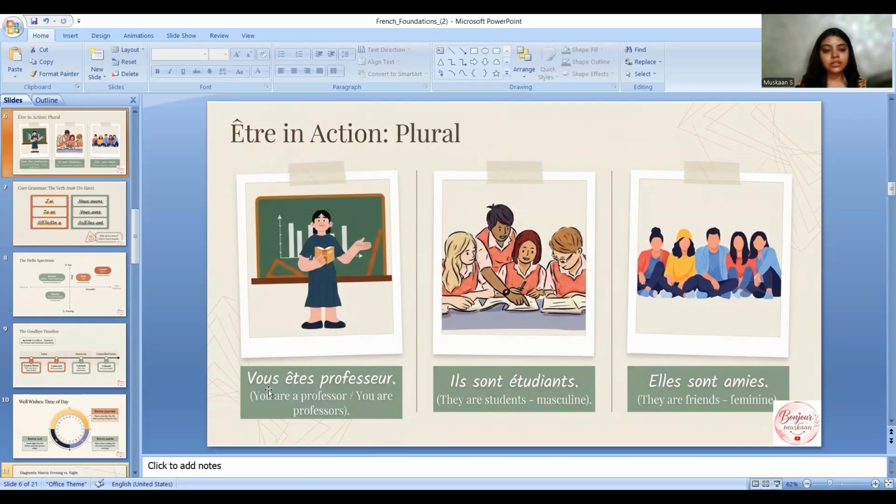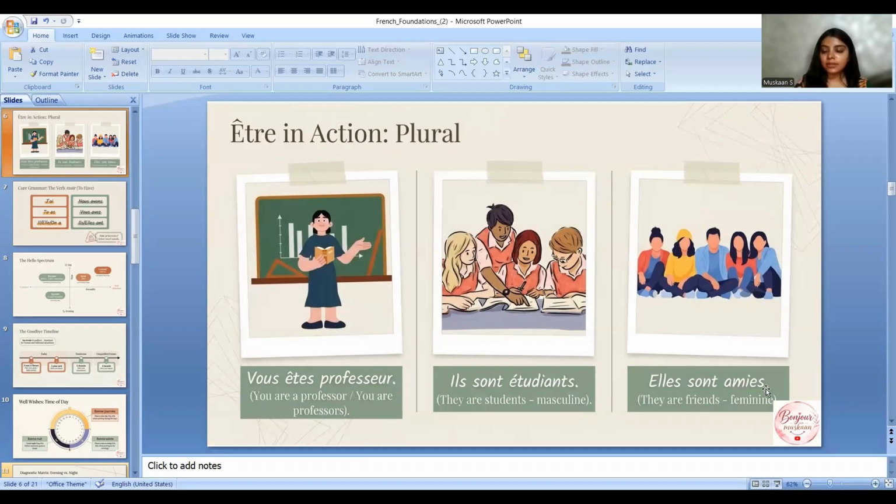Now I've already told you that vous is for the formal way of saying you, or for plural forms. So it can be either you are a professor or you are professors. Vous êtes professeur. Second is ils sont étudiants. Ils sont étudiants means they are students. It is masculine because it is ils. So they are students.